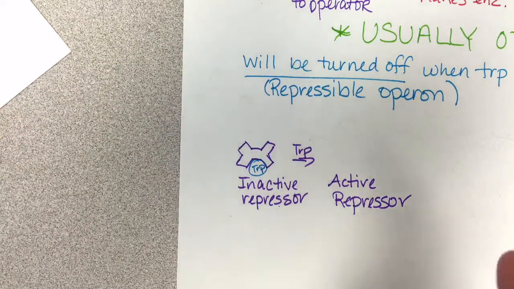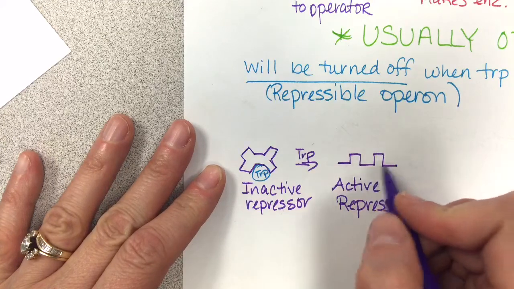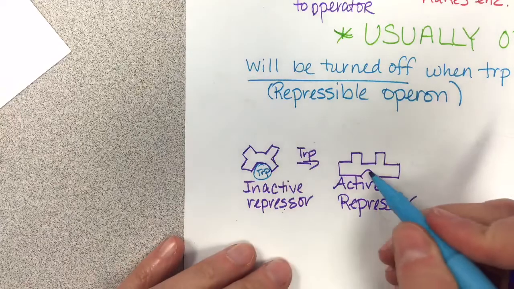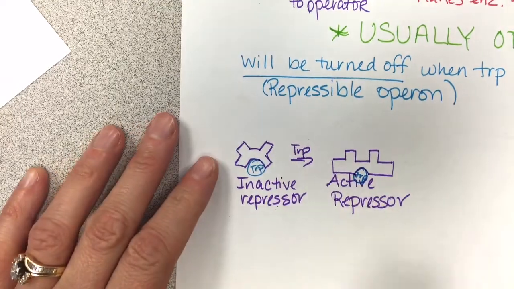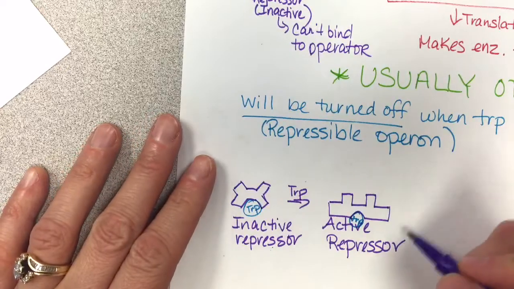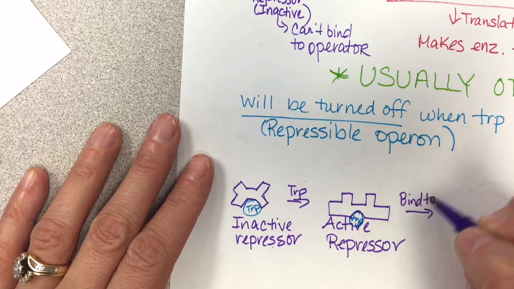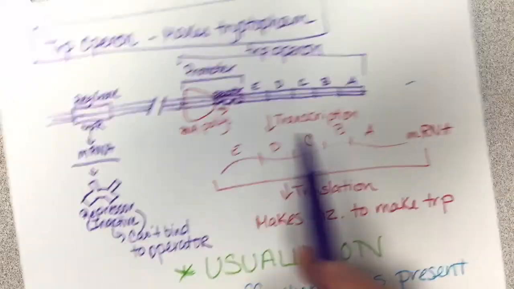And so now the shape and tryptophan is bound to it. So there's trp. Now it's active. So what does that mean? Now this can bind to the operator. So we go back to up here.